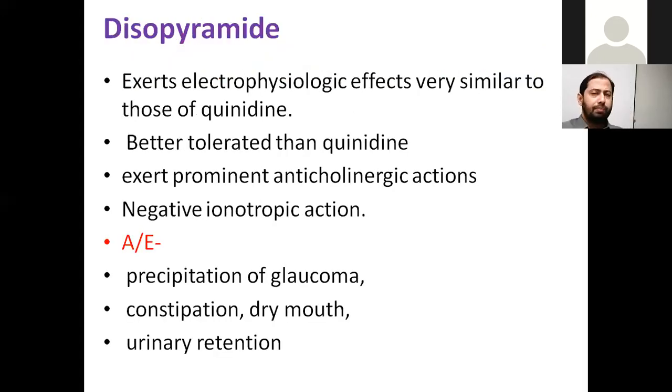If we talk about disopyramide, it will be exerting electrophysiological effects that are very similar to those of quinidine that we have just discussed. It is better tolerated than quinidine, and it exerts prominent anticholinergic actions as well as negative inotropic action. Due to these prominent anticholinergic actions, the adverse effects of this drug are also anticholinergic related, like constipation, dry mouth, urinary retention, as well as precipitation of glaucoma.